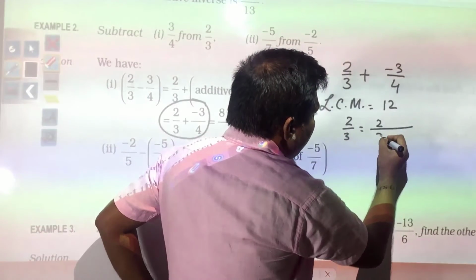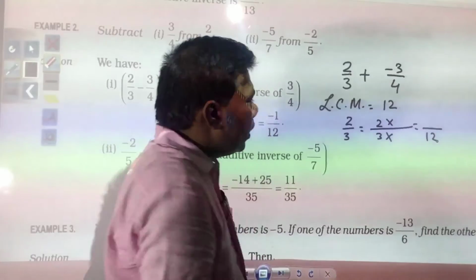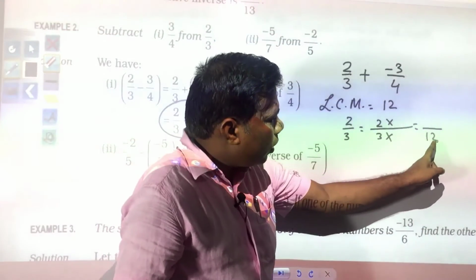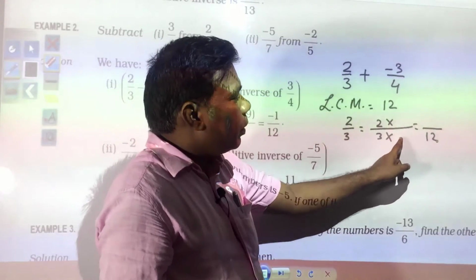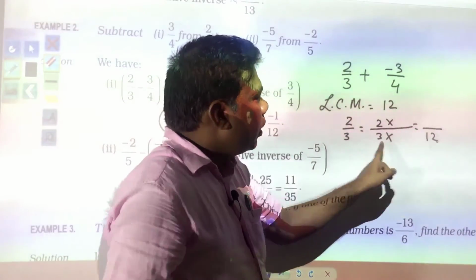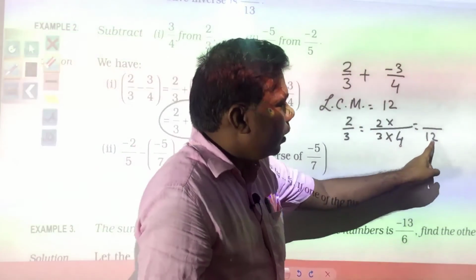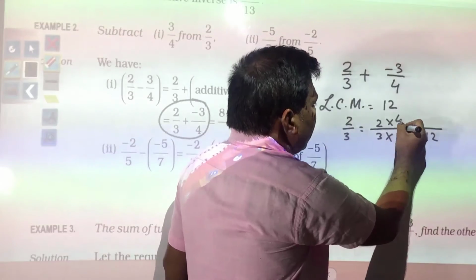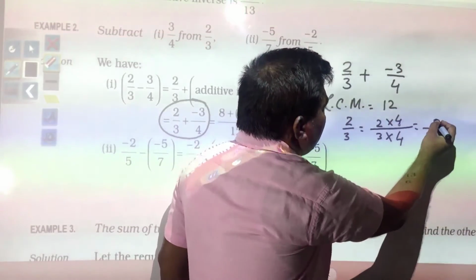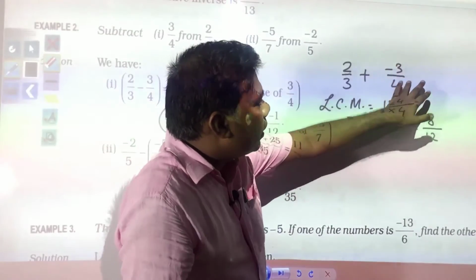2 by 3 we will write, and we need to multiply this 3 so that in your denominator you will get 12. So, what number will be required to be multiplied so that we will get 12? We need 4, so that you will get 3 fours are 12. Now, here we have written 4, so here also we need to write 4. Now, you see 2 fours are 8 you have got. In the same way, here it is required to be done.